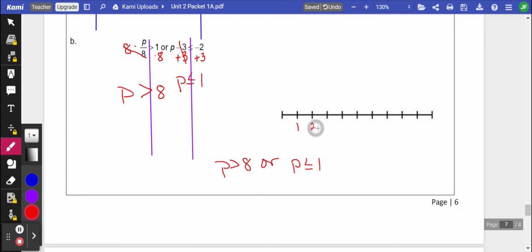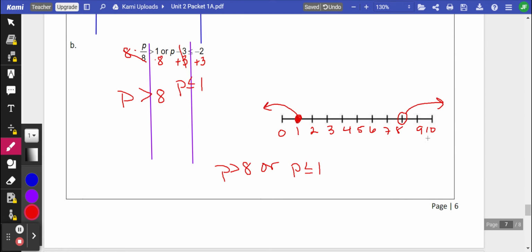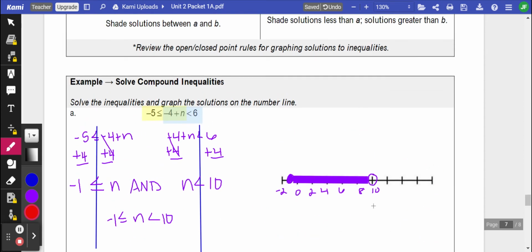So if I count 0 to 10, p is greater than 8 is right here. And we shade to the right, because remember that helps us see which way to shade. And p is less than or equal to 1, we're going to have a closed dot here, and that one's telling me I'm shading to the left. So notice the ors you kind of shade away from each other, and the ands you shade in between each other.